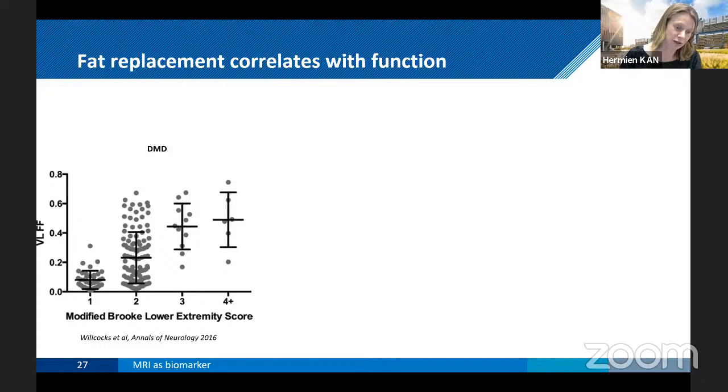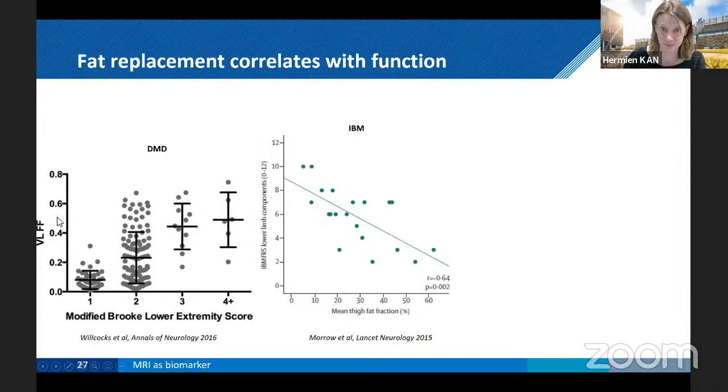As I mentioned in the beginning, it's important that a biomarker correlates to disease progression, but also correlates to function, right? And here again, I've shown examples in different neuromuscular diseases. You'll notice that there's a lot of Duchenne in the presentation. That is partly because we study Duchenne a lot, but also because worldwide, there's a lot of attention for this disease. So this again is a study from the imaging DMD group, where they show that the modified lower extremity score, a functional scale, relates to the vastus lateralis fat fraction, where the higher the score, so the worse the function, the higher the fat fraction of the vastus lateralis.